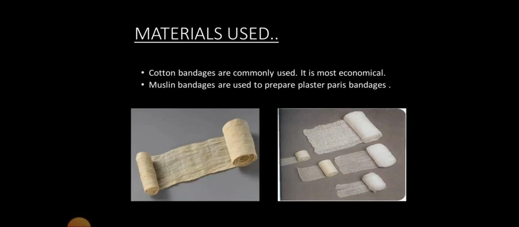And materials used: cotton bandages are used, muslin bandages are used. These are the different kinds of materials used. Next is about the types: roller bandage, triangular bandage, T bandage, four tail bandage. These are the different kinds of bandages told. First is the roller bandage. Roller bandage is commonly used. We will unroll the bandage to wind around the affected part. It will have a head end and a tail end. And sometimes the tails of two bandages are stitched together also. That is the roller bandage, which is commonly used.